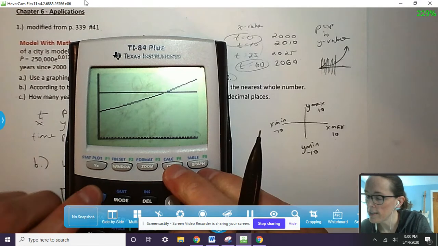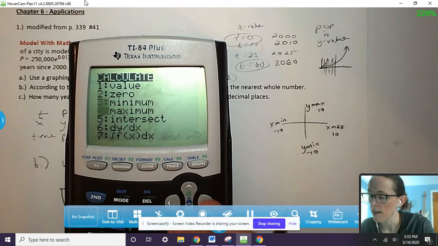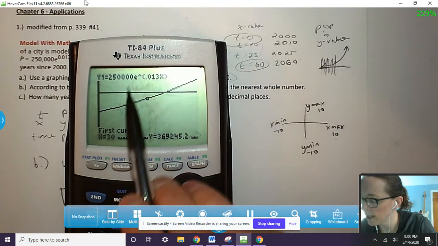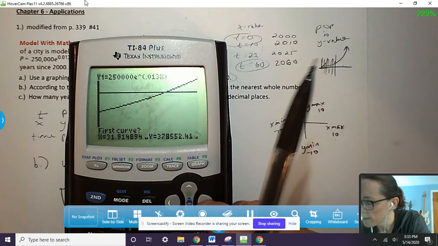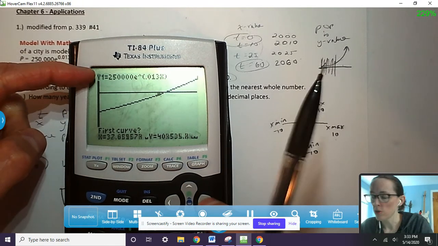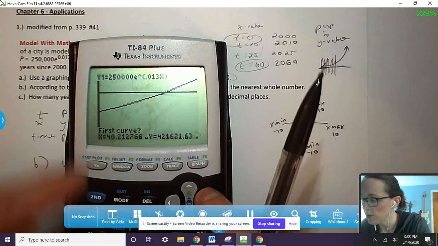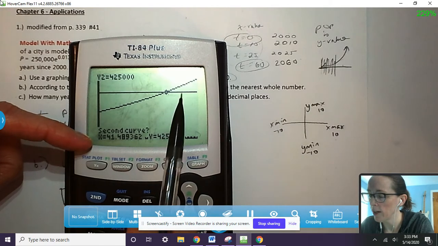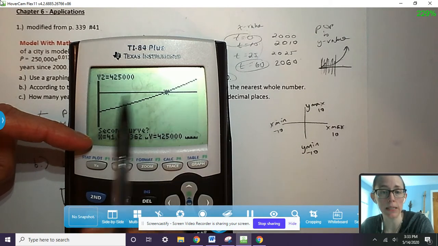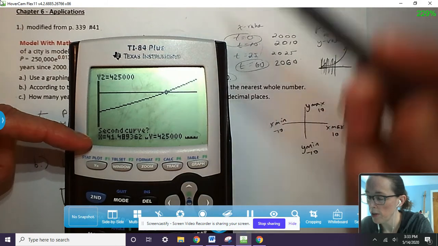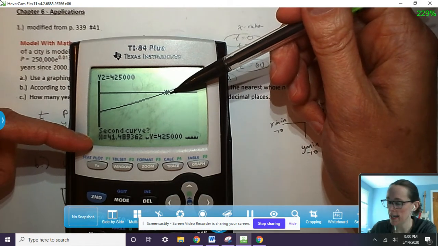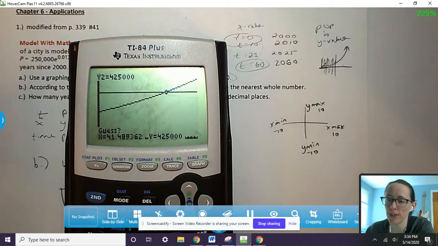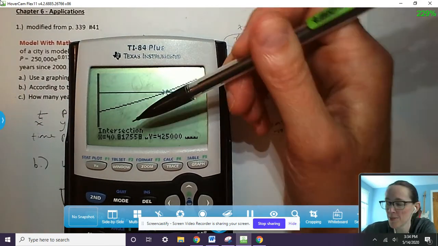So do second trace intersect. The calculator will put you on your first graph. That's Y1 for me, which is the exponential. See, it says first curve and it's on Y1. So go over as close as you can to the point of intersection, hit enter. The calculator puts you on Y2 and it says second curve. If I were to go left and right now, the calculator would follow that horizontal line. But I want to get close to the point of intersection, and I think I'm already there. So I'm just going to hit enter. And then it says take your guess. I think we're already there, so I'm going to hit enter again. And you'll know you're finished with the process when it says intersection.